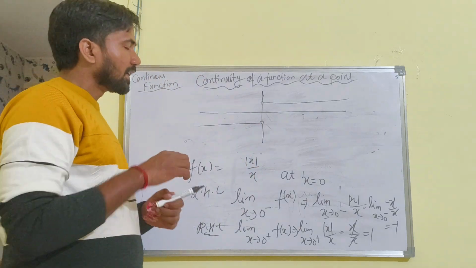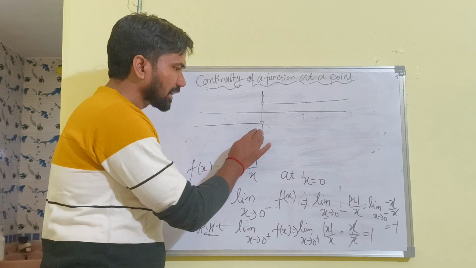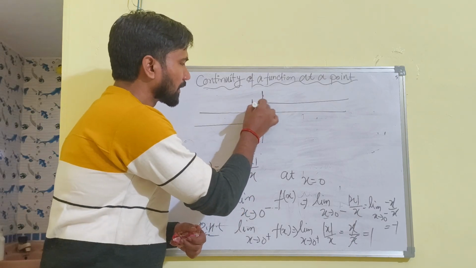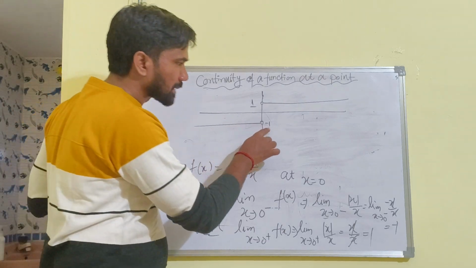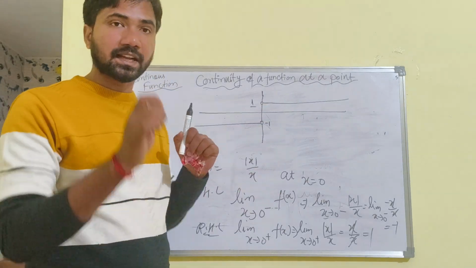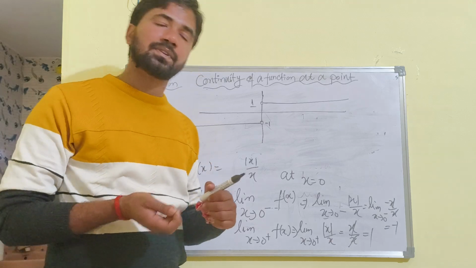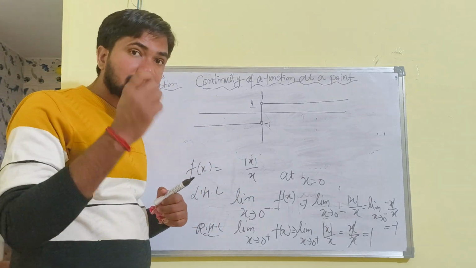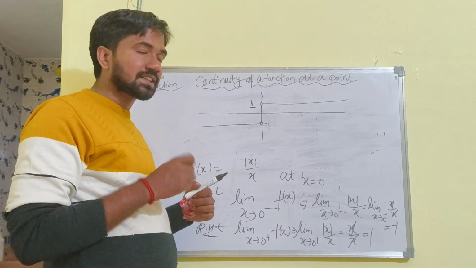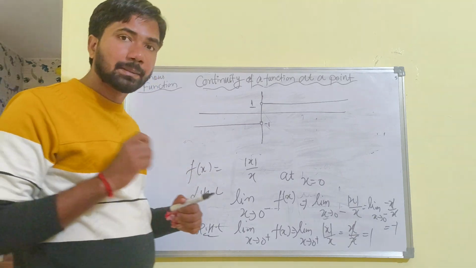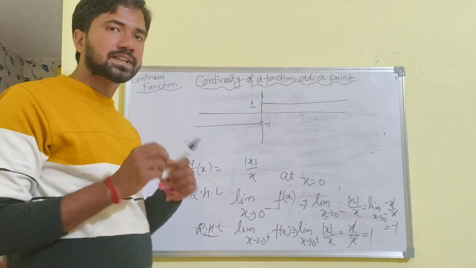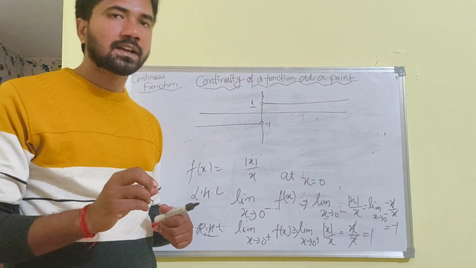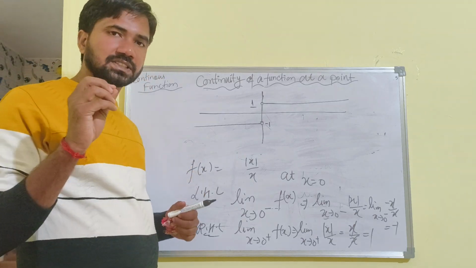See here, if you are moving along the left hand limit, what are you getting? Minus 1, y equal to minus 1, and this is 1. The left hand limit is minus 1 and the right hand limit is 1, which are not equal, so we cannot draw the graph without taking out the pen. Because this is a discontinuous function. If you remember what I told you, continuity simply means if you are able to draw the graph without taking the pen off the paper, then we say the function is continuous.